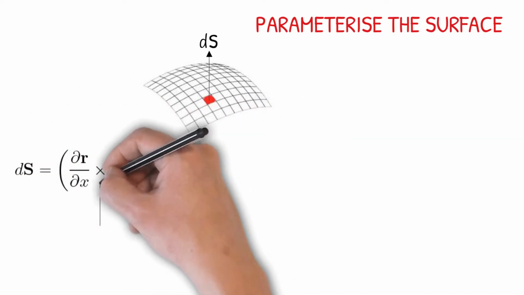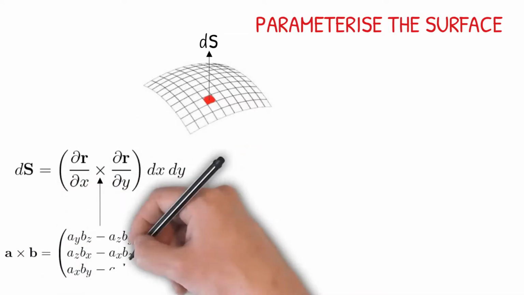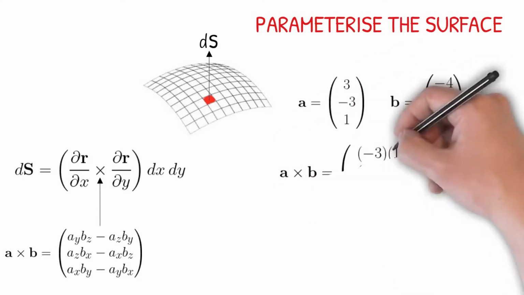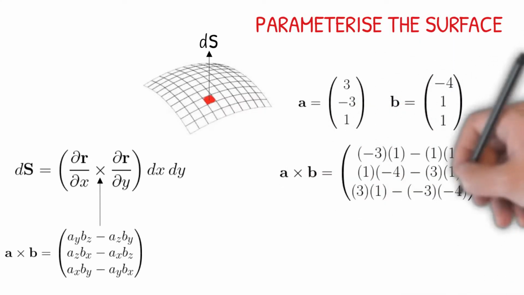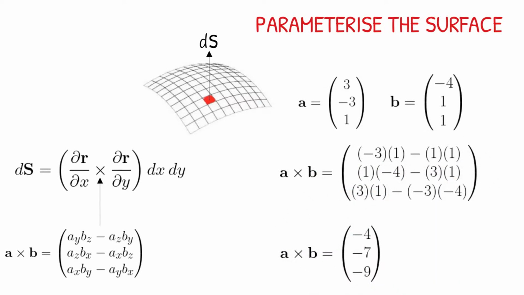Here we've used the cross product, and its definition is as follows. For vectors a equals 3, -3, 1, and b equals -4, 1, and 1, if we plug the numbers into the formula, the cross product would be -4 in x, -7 in y, and -9 in z, which unlike the dot product, gives a vector.